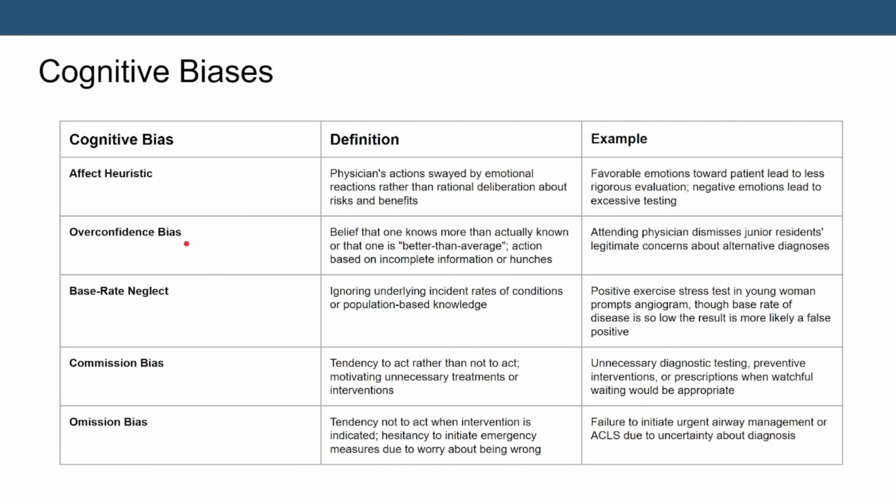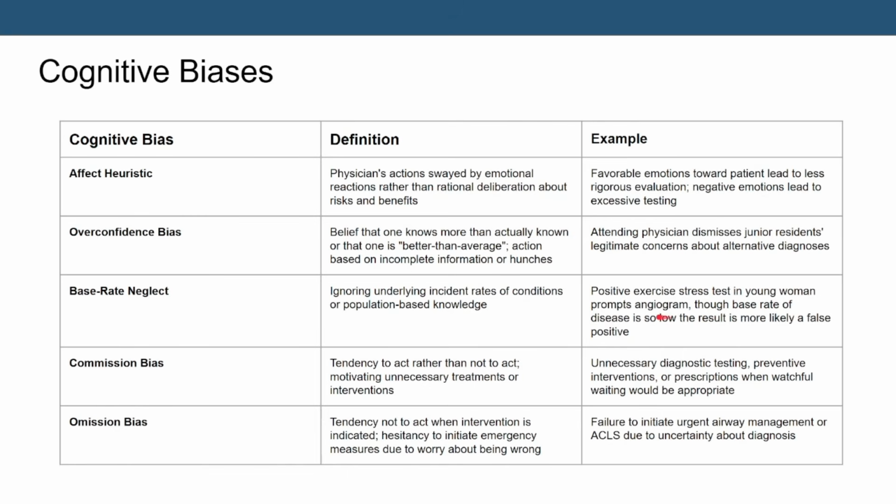Overconfidence bias, being overly confident in yourself, this is overconfidence bias. I've written the definition and example on overconfidence bias, which is the attending physician dismissing junior residents' legitimate concerns about alternative diagnoses. Base rate neglect is ignoring underlying incident rates of conditions or population-based knowledge. An example for this would be a positive exercise stress test in a young woman prompting angiogram.